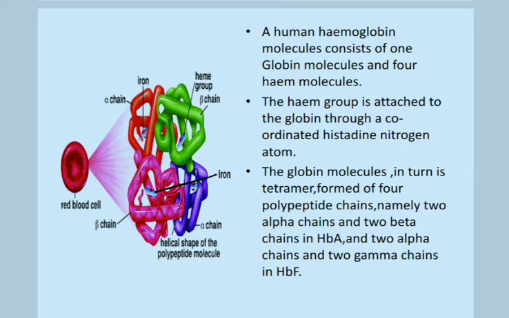Each alpha chain is formed of 141 amino acid units, and each beta, delta, or gamma chain is formed of 146 amino acid units. The molecular weight of human hemoglobin is around 66,684 daltons.